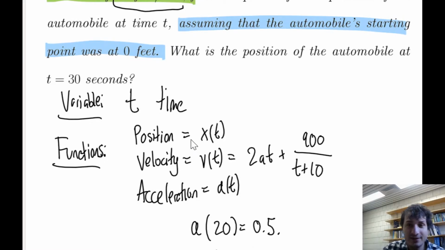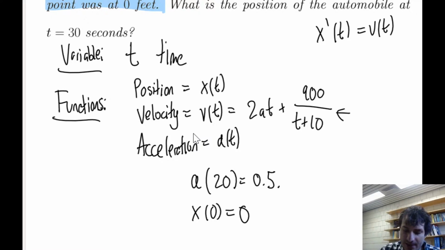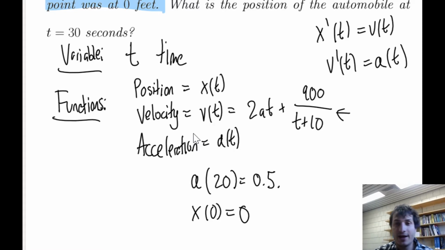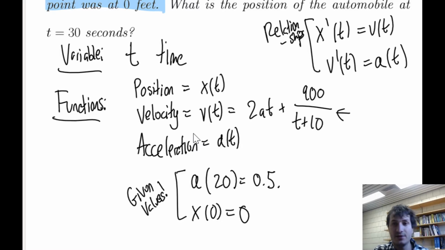I guess the other thing that you absolutely need to know to do this problem is how position, velocity, and acceleration are related, and they are related by derivatives. Because v is what we're given, we know that x prime of t equals v. The derivative of position is velocity, and the derivative of velocity is acceleration. So these will also be used. These are the relationships. These are the given values. And we can put it all together to find the function.